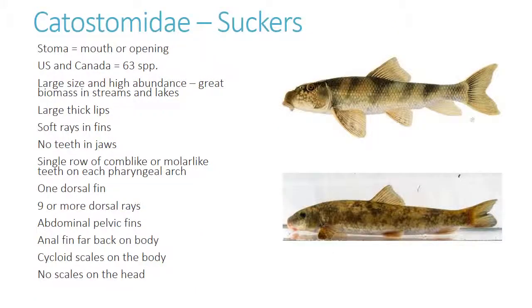Next family is Catostomidae. These are the suckers. You see in the name the stoma, and that in Latin means mouth or opening. You might be familiar with that from plants, the openings on the underside of leaves, or the stomata. And that refers to these mouth parts being very distinctive on suckers. They have lips that point downward, and you've looked at those in lab. In the US and Canada, there's 63 species of suckers. They're really pretty big in size in general and pretty high in abundance, and so in most streams and lakes that they're in, they account for a good proportion of the total biomass.